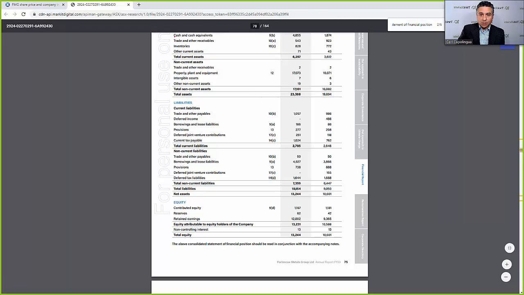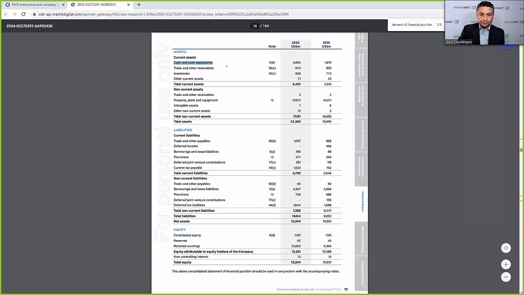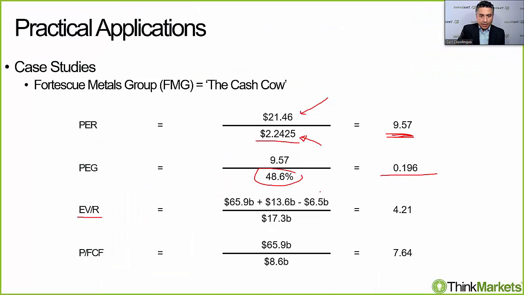And very easy now, we can just read off cash and cash equivalents. We can see that is 4,855. Of course, we need to convert that to Australian dollars. And total liabilities, somewhere down here, total, there it is, 10,154. And we're going to convert that back to Australian dollars as well. So we take those numbers, we plug them back into our formula. The market capitalization for Fortescue we got from the ASX website, don't forget.